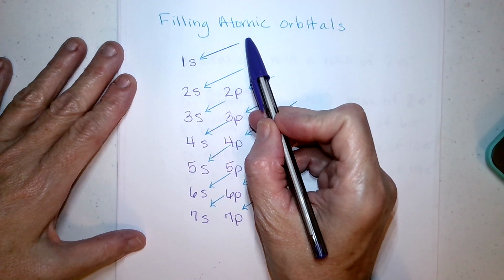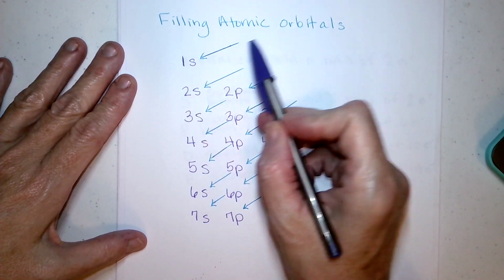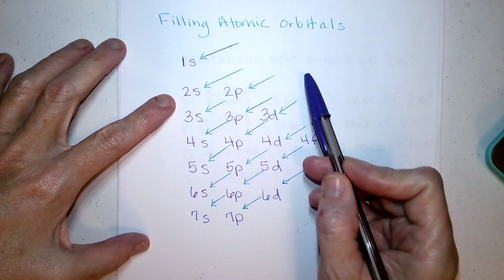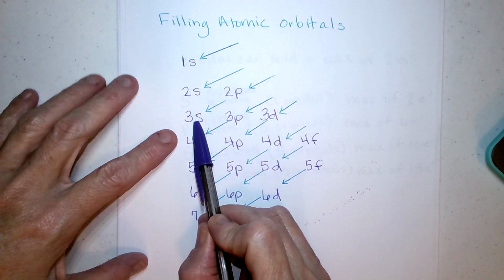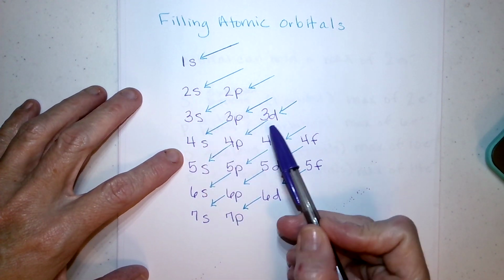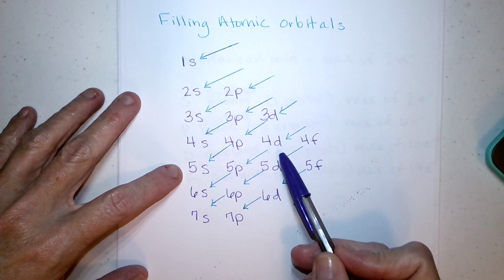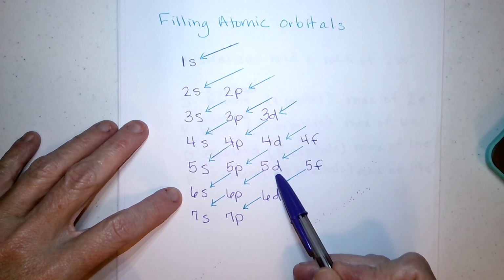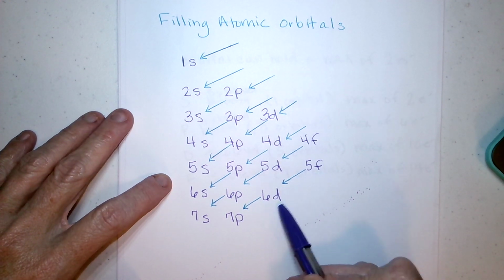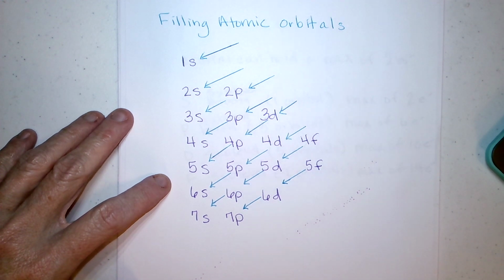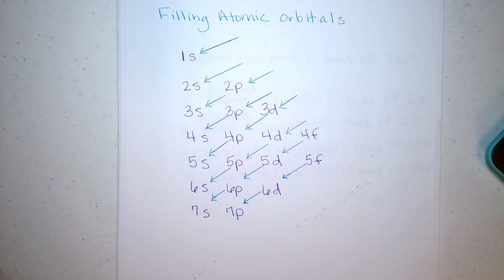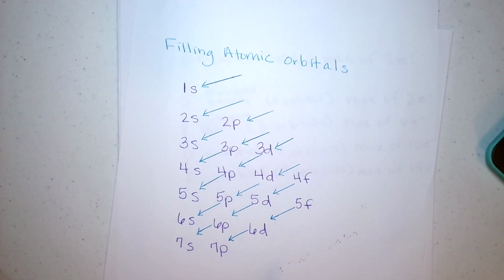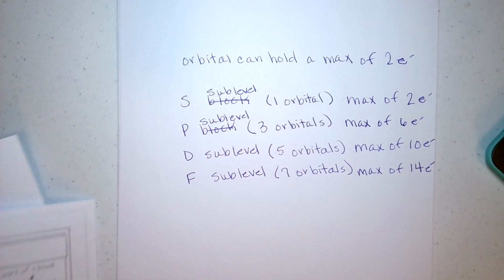All right, so then we take our straight edge and we just draw arrows. Okay, so this 1S fills first, then we go to our 2S, then we go to our 2P, 3S, 3P, 4S, 3D, 4P, 5S, 4D, 5P, 6S, 4F, 5D, 6P, 7S, 5F, 6D, 7P. Okay, so that's the order in which the electrons fill the atomic orbitals. All right, so I think I've got that.